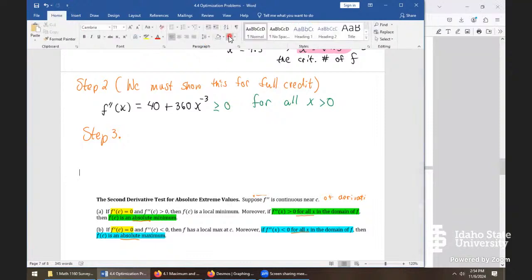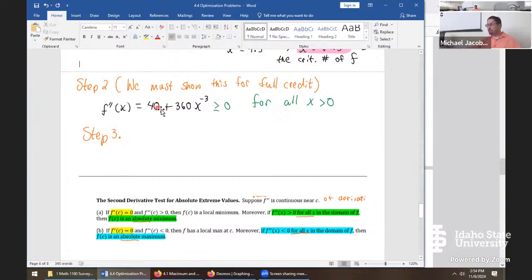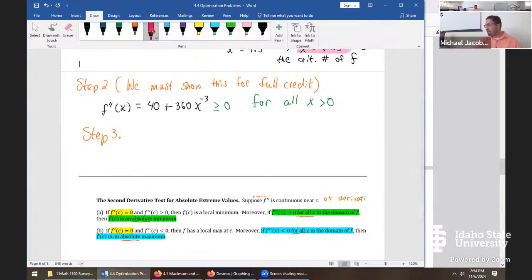So if it asked, do we only have to do this when it's a negative exponent, or do we have to do this when it would also be a positive exponent? We would have to do it for all values, yeah. No matter what the second derivative comes out as, we have to show this is true, that the second derivative is always positive for the valid values of x in your problem, x bigger than 0.